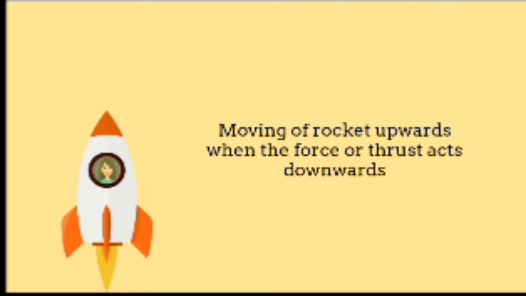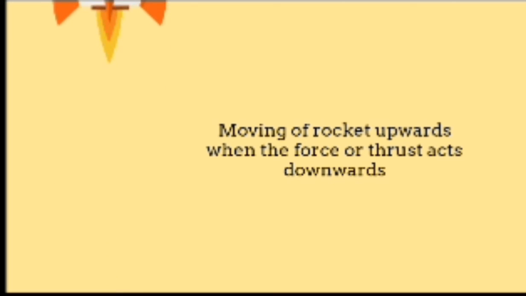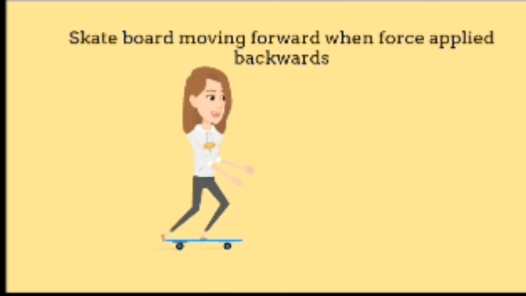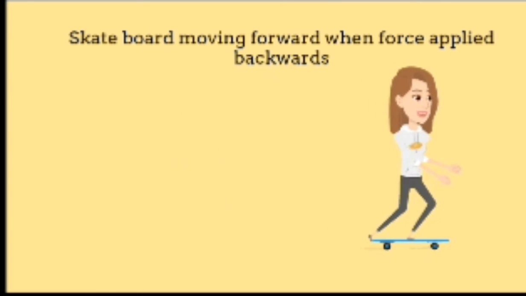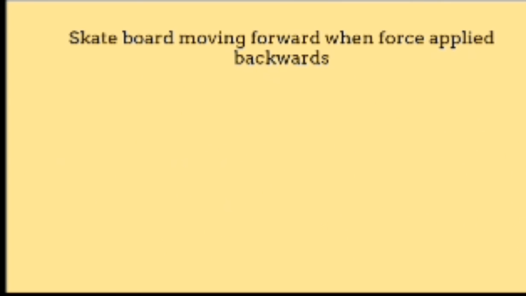Some applications of Newton's third law of motion. A rocket moves upwards when the force or the thrust acts downwards. This is due to Newton's third law of motion. Another application we can see in our daily life is a skateboard moving forward when the force applied is backward, which is due to Newton's third law of motion.